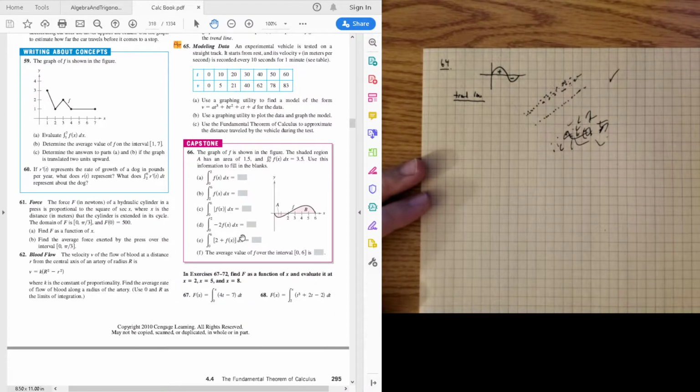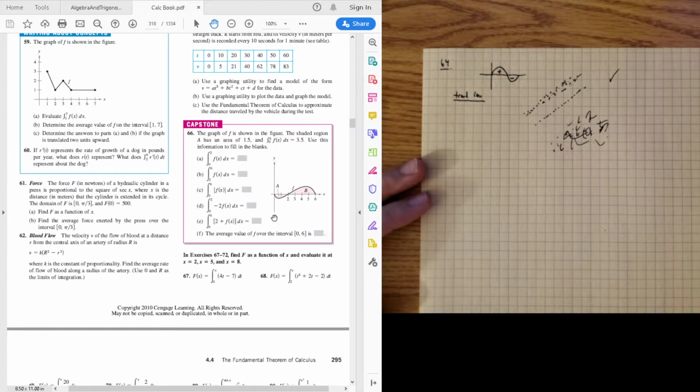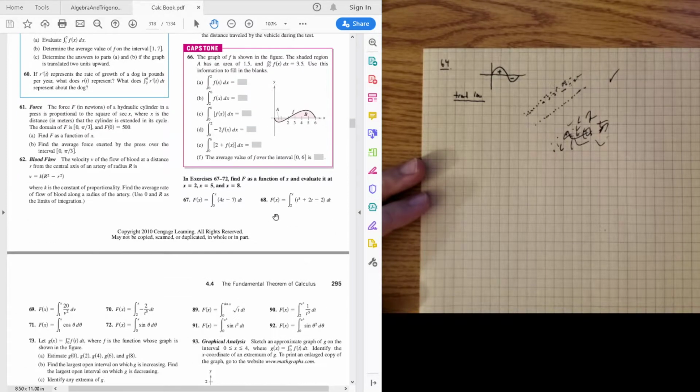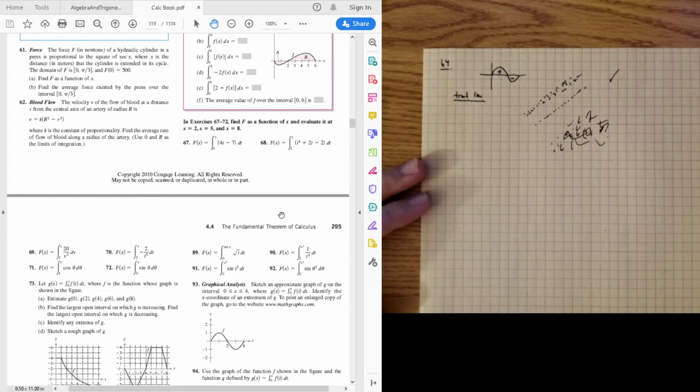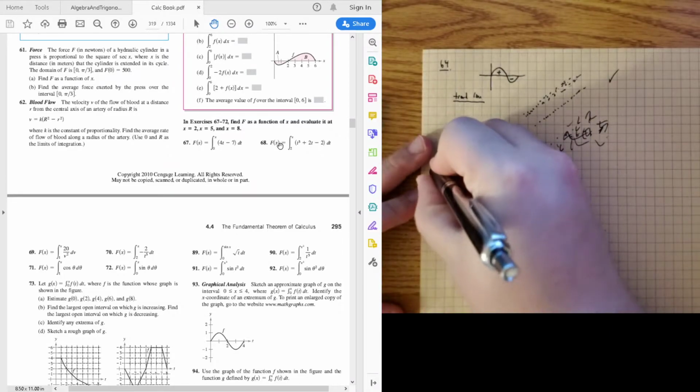66, the capstone. I actually assigned that one before we went on break. Before I do anything else, let's take a look at the next problem we have. We have 67, 69, and let's go ahead and do two of those. So let's look at 68.